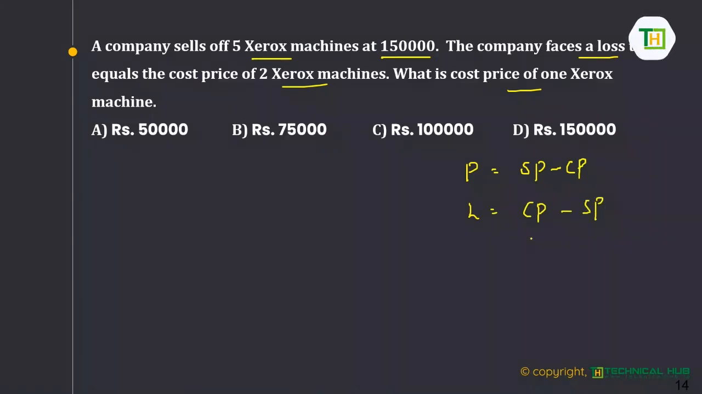Okay. So here, let the cost price of a Xerox machine be X rupees. Or let the cost price of a Xerox machine be CP only. Take any variable, no problem. Then what is the cost price of 5 Xerox machines? Because he sold 5 Xerox machines, that's why I'm calculating the cost price of 5 Xerox machines. That is equal to 5 CP, right? Then what is the selling price of the 5 Xerox machines? 1,50,000.